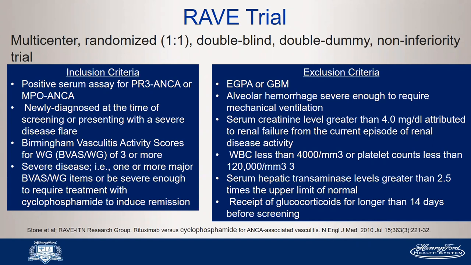Patients who had really severe disease, where they had alveolar hemorrhage or were on mechanical ventilation, were excluded from the study. That's because if the disease is that severe, rituximab takes a few weeks to have full effect. You don't want to wait that long. So a lot of these patients will end up getting cyclophosphamide, and we'll go over the data for that too. But these were the patients that were not in that rapidly progressing group, like alveolar hemorrhage or severe enough requiring mechanical ventilation.